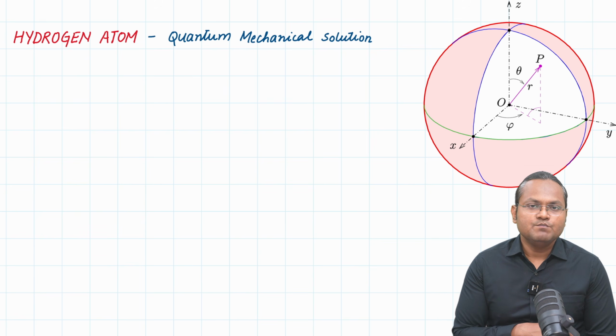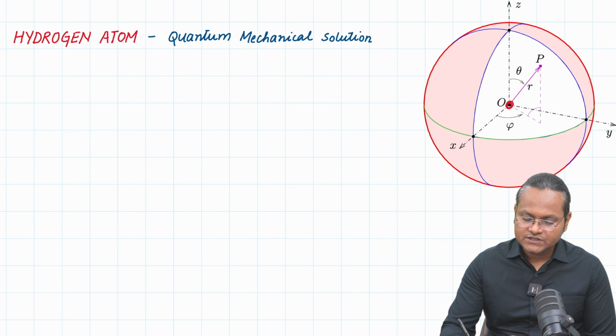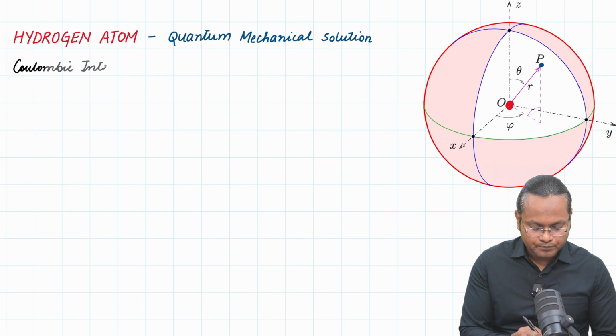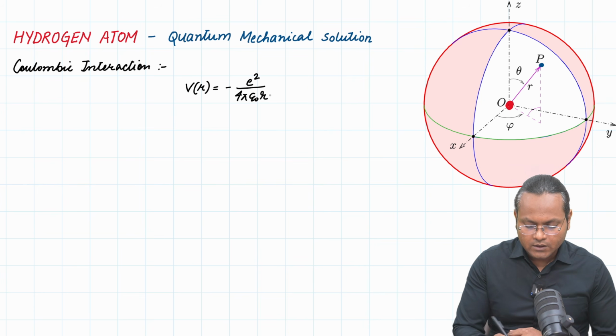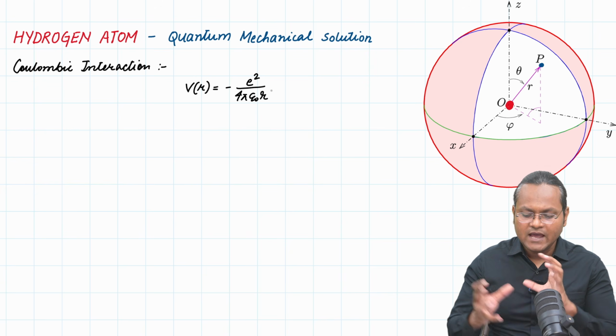The hydrogen atom is the simplest atom in the periodic table. It consists of a very heavy, positively charged proton nucleus and a very light, negatively charged electron. The nature of the interaction between a proton and an electron is given by Coulombic interaction. And the potential energy function between both of them leads to an expression V(r) = -e²/(4πε₀r). This is a 3D problem because the electron can be found in the three-dimensional vicinity of the proton.